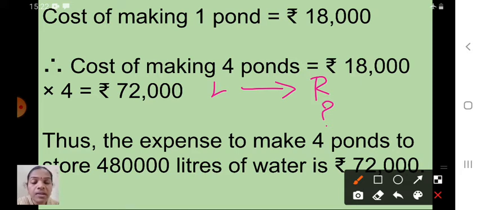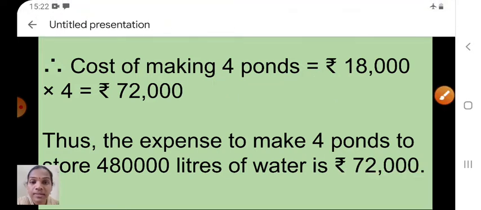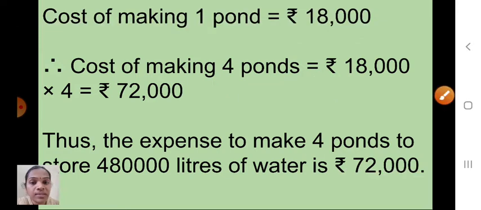Multiplication. Okay, so children, you have to prepare some questions by yourself and practice them at home. So I hope you understood this unitary method. Yes, children. One more thing. This lesson, what did we study? We studied what is meant by ratio, isn't it? And next, how we have to find the ratio of the given numbers.